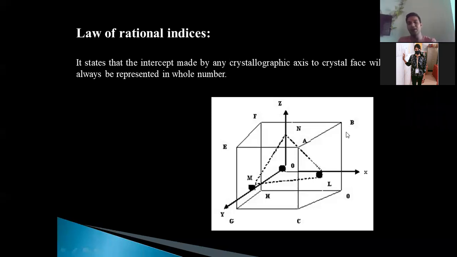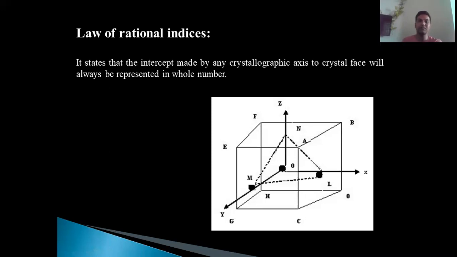Indices means where the axis intercepts the face, and the representation of that face on the basis of the intercepts are called indices. We will see this concept in detail when we discuss Weiss and Miller indices. For now, just try to remember the law: it states that the intercept made by a crystallographic axis to the crystal face will always be represented in whole number.